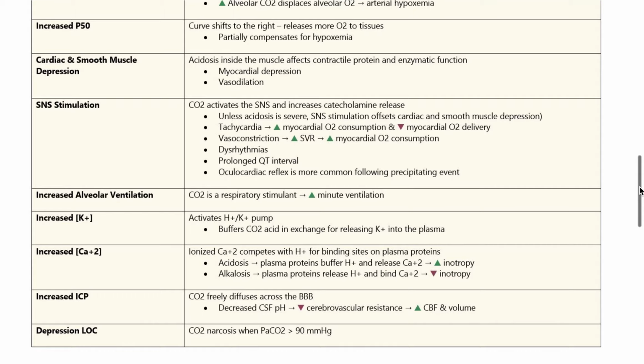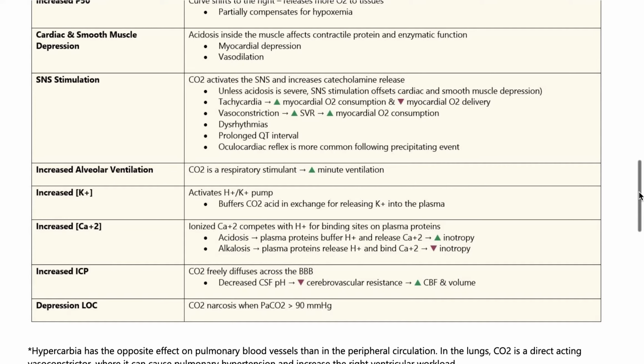Cardiac and smooth muscle can also be depressed, and this is because acidosis inside the muscle affects the contractile protein and enzymatic function, leading to myocardial depression and vasodilation.